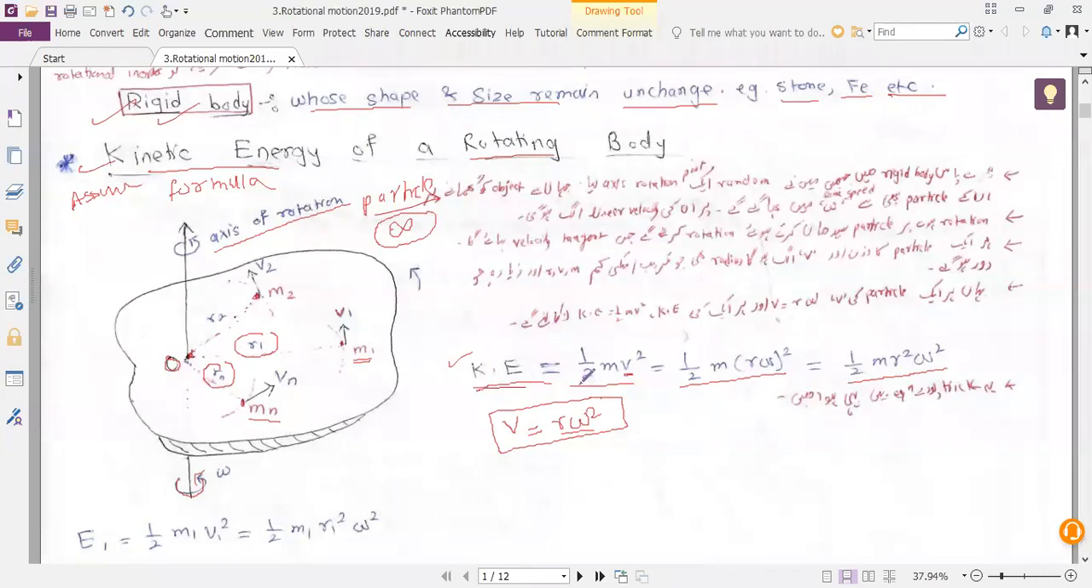Okay, we already know the kinetic energy formula. What is the kinetic energy formula? Half mv square.